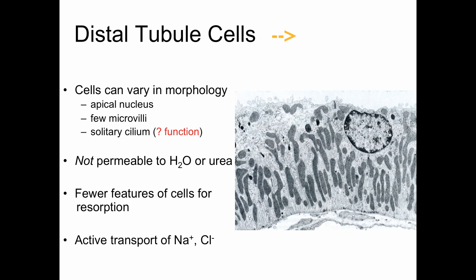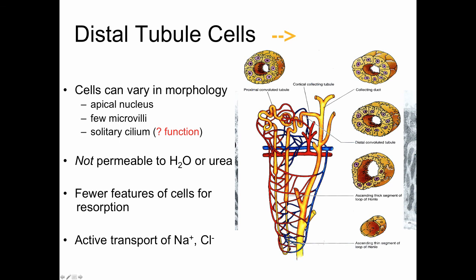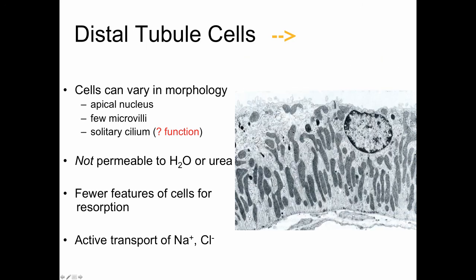Cells in the distal tubule can vary in morphology, and in the distal tubule we would be talking about these cells, for example. They'll have an apical nucleus, as shown here. There'll be a few scant microvilli, as suggested here, and there'll be a solitary cilium. The basal body to one of these cilia is shown right here. We don't really know what the function of that cilium is. These cells in the distal tubule are not permeable to water or to urea.